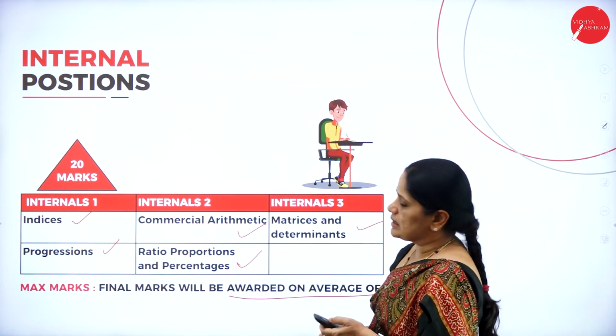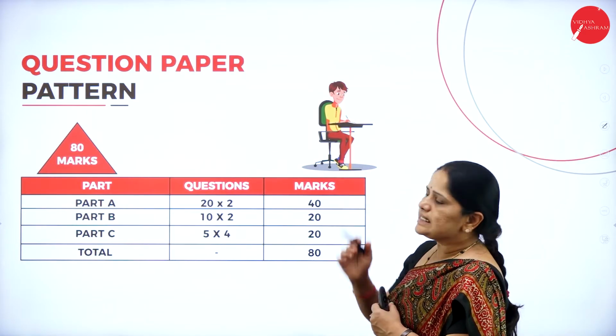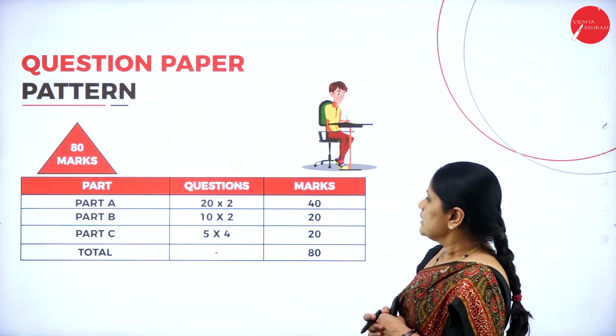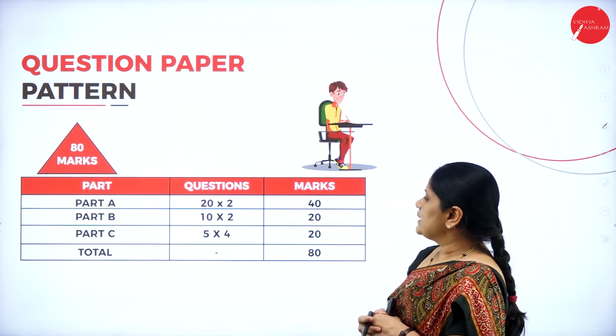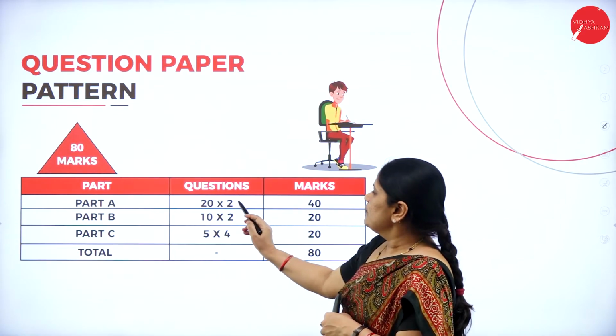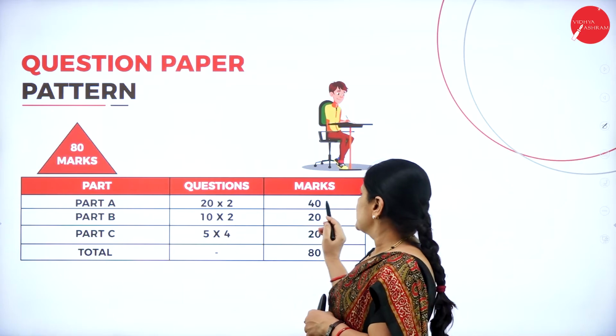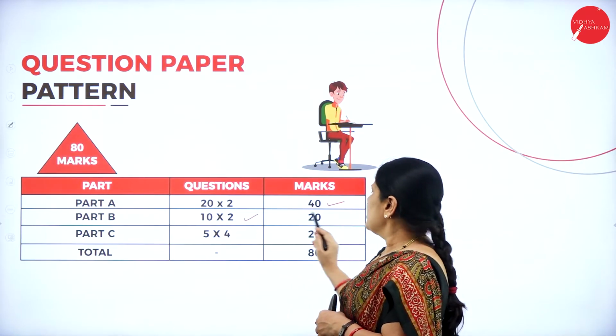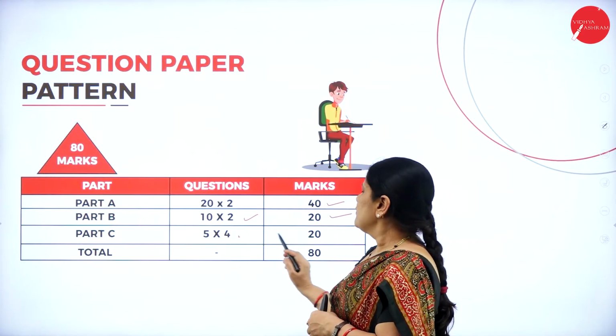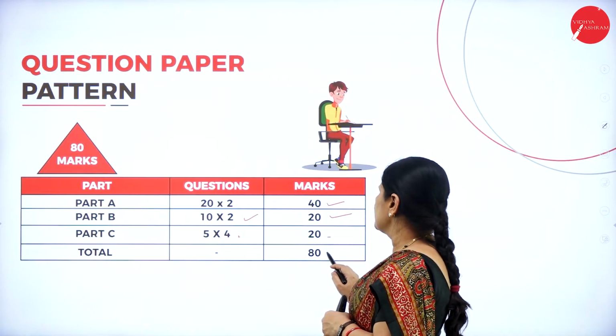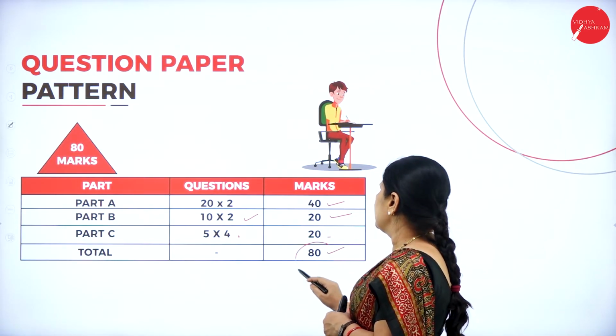the final marks. Then next, let us see the question paper pattern. In the question paper pattern, if you can see here, you will have 20 marks 2 questions, that comes to 40, 10 marks 2 questions comes to 40, 5 marks 4 questions, that comes to 20. So the total is 80 marks.